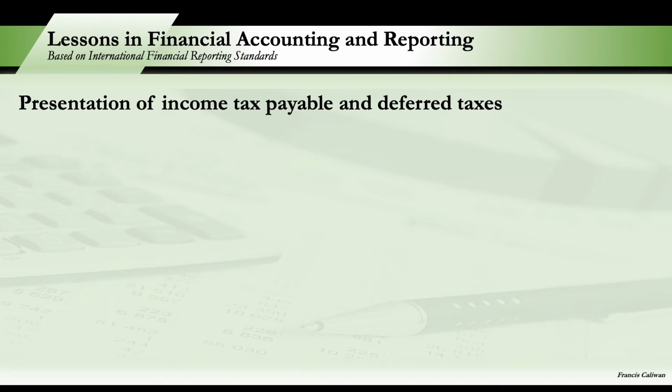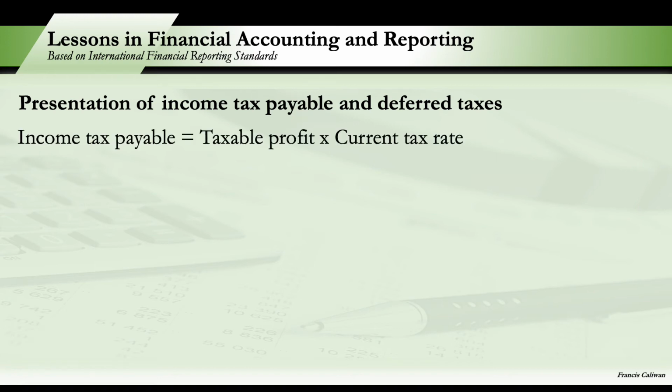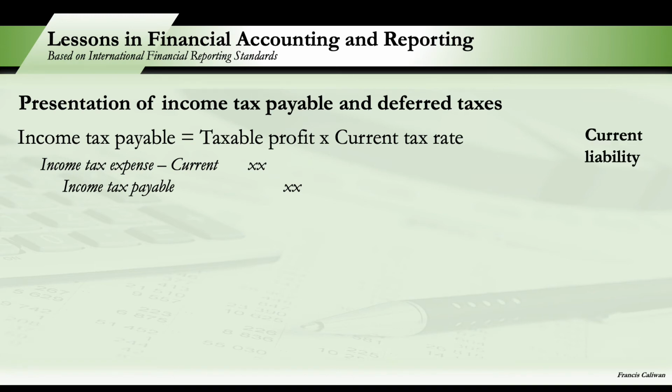Now, to summarize the three income taxes, let's have this discussion. So first, we have income tax payable, and the formula for our income tax payable is taxable profit times current tax rate. And the entry to record income tax payable is debit income tax expense current and credit income tax payable. And again, income tax payable is presented in the statement of financial position as current liability.